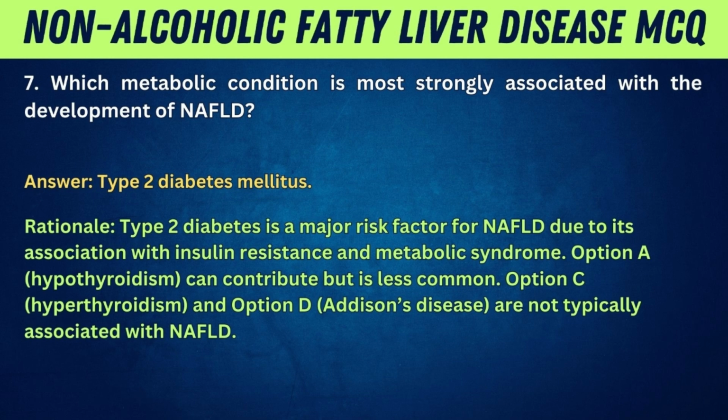Rationale: type 2 diabetes is a major risk factor for NAFLD due to its association with insulin resistance and metabolic syndrome. Option A, hypothyroidism, can contribute but is less common. Option C, hyperthyroidism, and Option D, Addison's disease, are not typically associated with NAFLD.